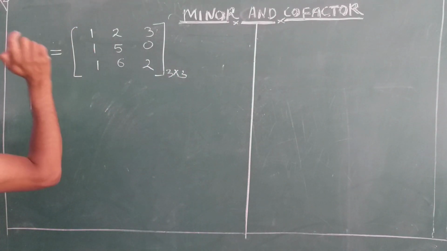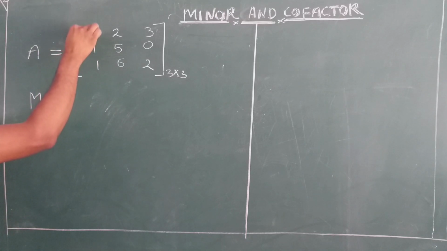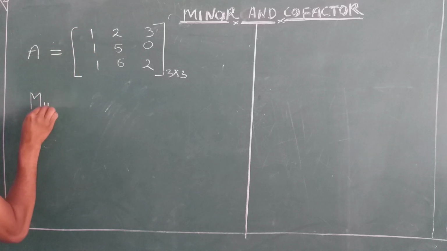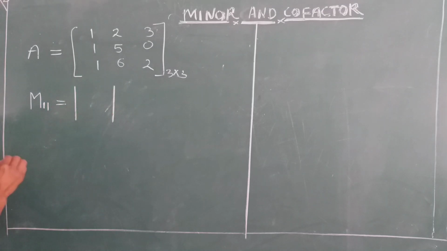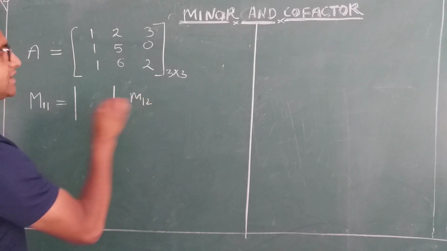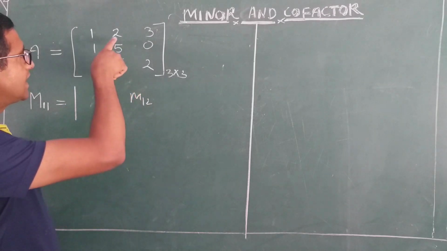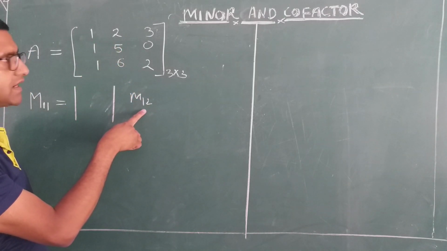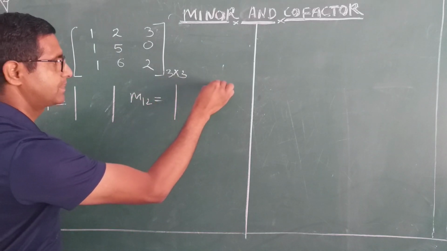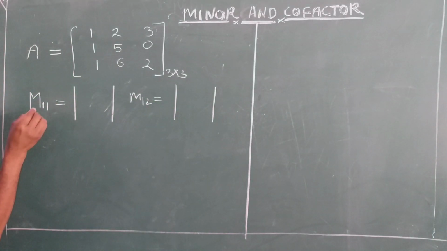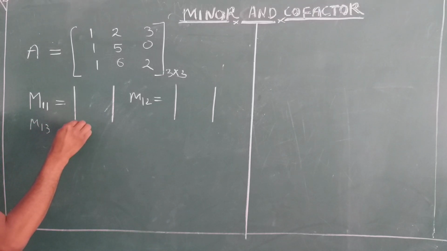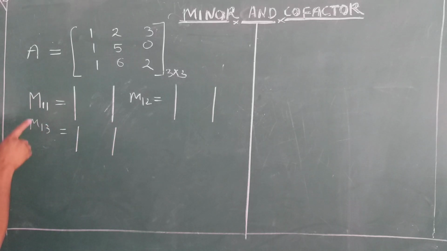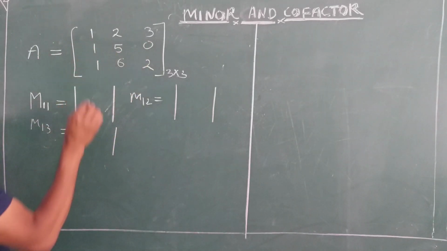Means you will make the minor in respect of the first element of the first row and first column, M11. The first minor will be in respect of this. You will write here M11. M12 is the minor in respect of the element of first row and second column. M13 is the minor in respect of first row and third column.